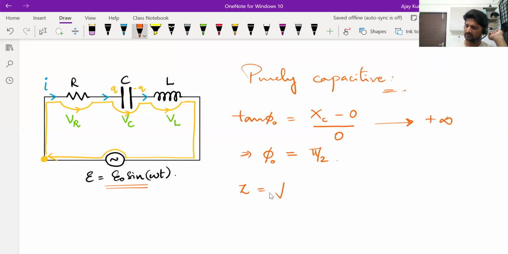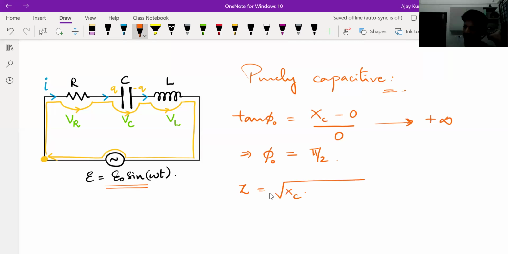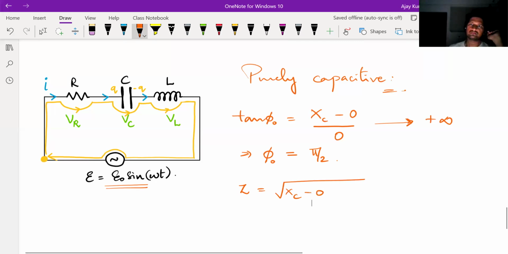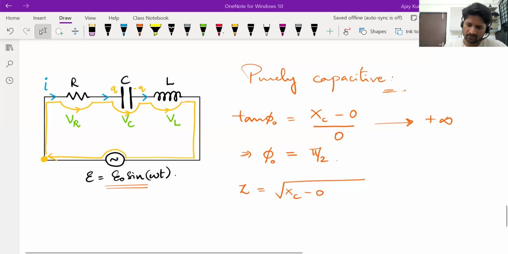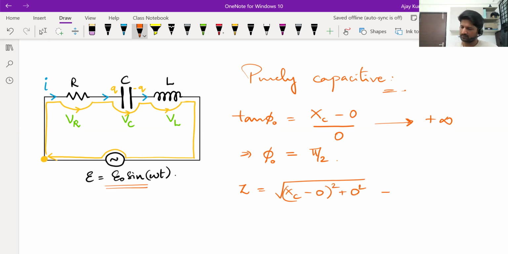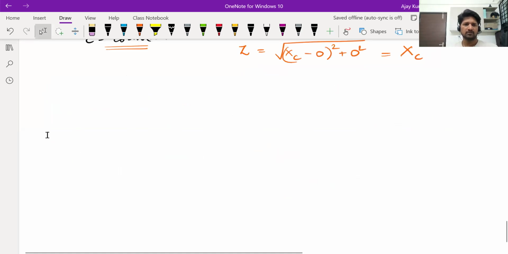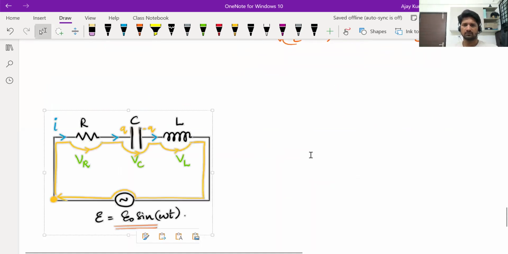And the impedance in that case, root of XC minus XL whole square plus R square. So if it's a purely capacitive circuit, R and XL will be 0. In this case, Z becomes equal to XC. And we know already the current equation will be E naught by XC sine omega t plus pi by 2. So as expected. And you can easily tell what happens if it's a purely inductive circuit.